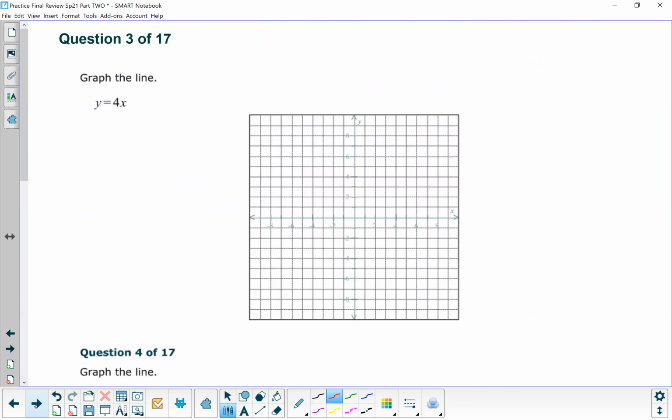All right, graph the line y equals 4x. So there's 2 ways we can go about this. We can point plot or use our slope and our y-intercept. So I am going to point plot so we have that practice.